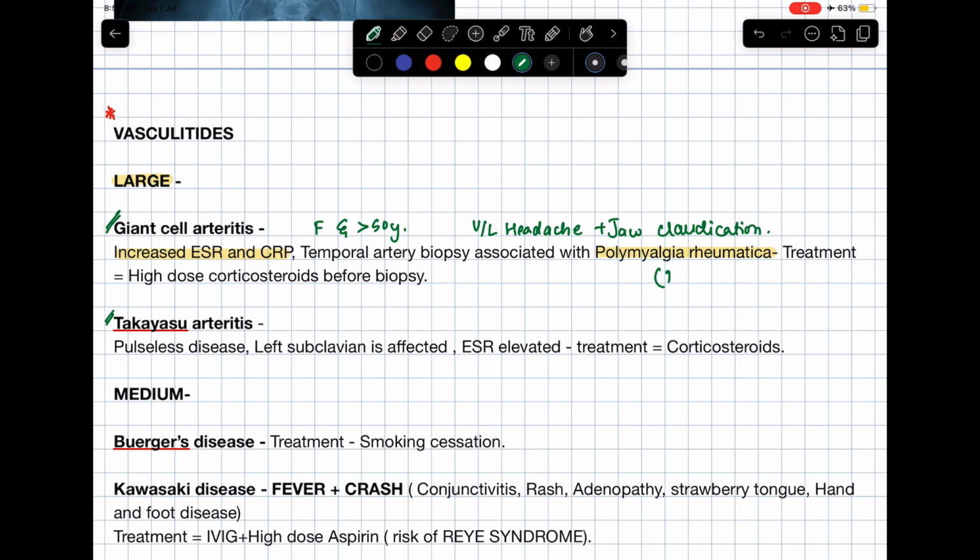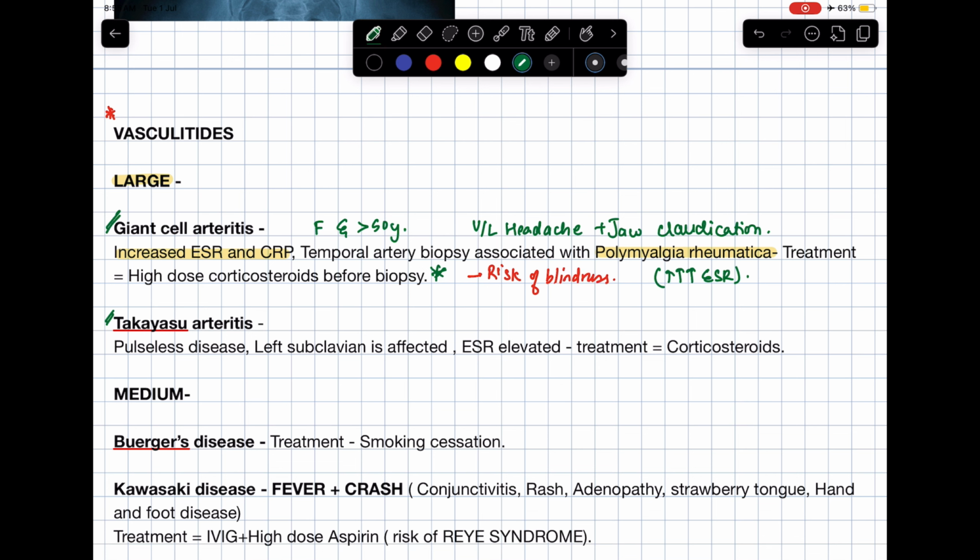We need to make sure that we are giving corticosteroids prior to doing a biopsy of the temporal artery, because there is a high risk of blindness due to anterior ischemic optic neuropathy. That's it for giant cell arteritis. Then next is Takayasu arteritis.